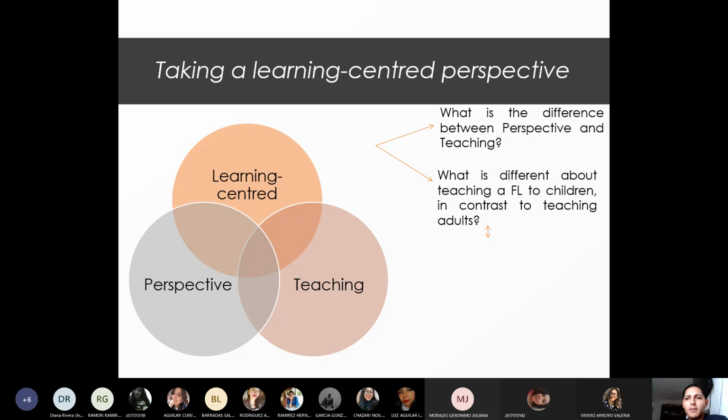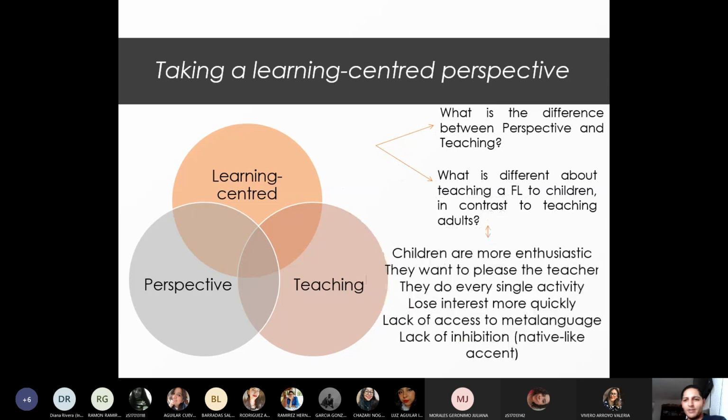Now, what is different about teaching a foreign language to children in contrast to teaching adults? Well, we have lots of differences, right? To begin with, personality differences, personality types, learning styles, characteristics of children again. So, lack of inhibition, which has to do with the critical period hypothesis, and a native-like accent.